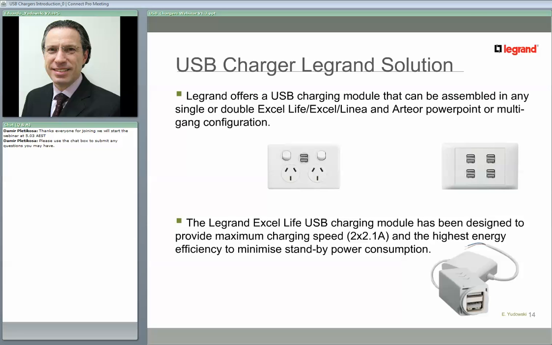USB charging module has been designed to provide the maximum charging speed. We've got a dual socket, and each socket provides 2.1 amp of charging power, just to maximize the charging capacity. Although it's not written there, we have a standby power of less than 1.5 watt when the socket is not used.